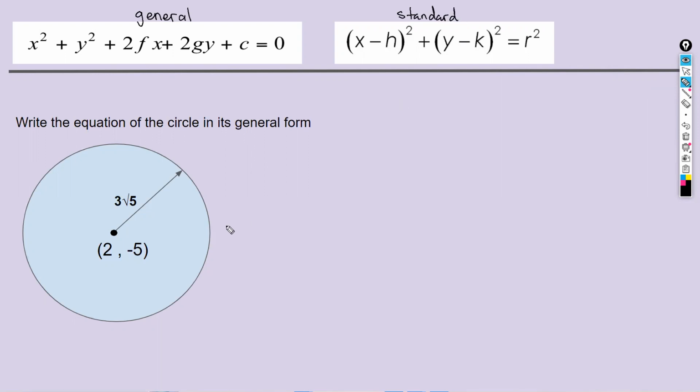Now, when it comes to finding the equation of a circle, provided that they gave you the circle and they gave you the center and the value of the radius, it's always easier to get the standard equation. Once we get the standard equation, all we have to do is expand the brackets and simplify. And when that happens, we will end up with the general equation.